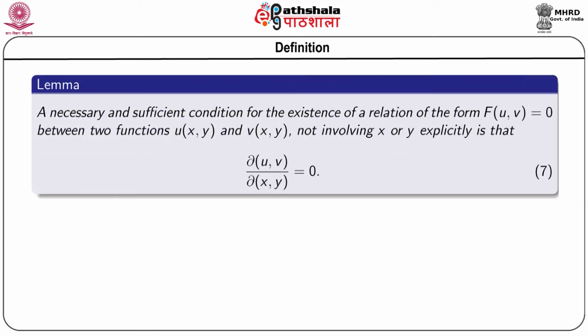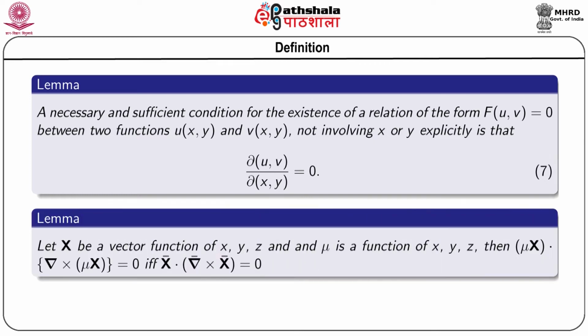There is a lemma: a necessary and sufficient condition for the existence of a relation of the form f(u,v) equals 0 between two functions u(x,y) and v(x,y) not involving x or y explicitly is that the Jacobian del(u,v)/del(x,y) equals 0. This lemma can be proved very easily. If anyone is interested to see the proof of this lemma, they can go through the study material of this lecture.